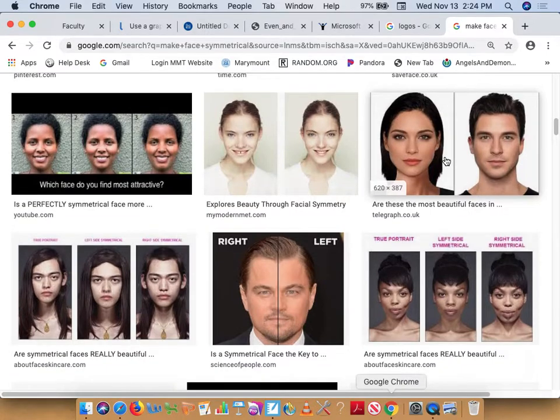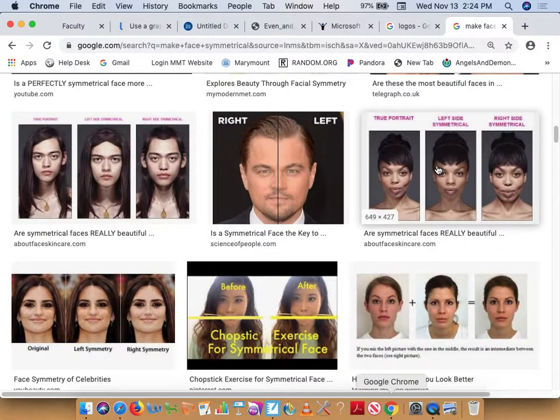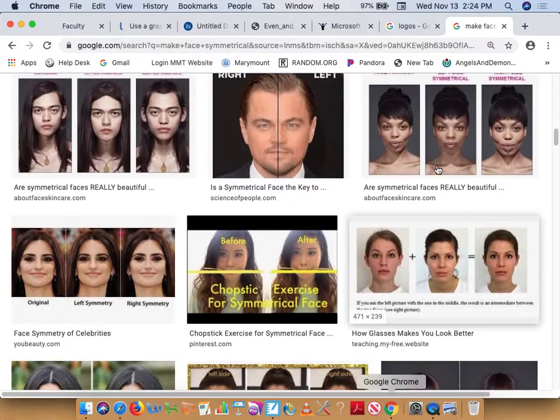Unfortunate. Of course, Leonardo DiCaprio still looks gorgeous, right? No matter what. Not gonna lie. So it hasn't been shifted though.